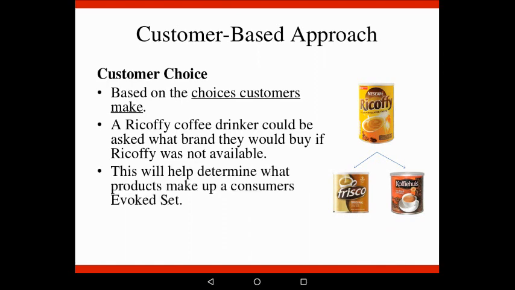So this will help determine what products make up the consumer's evoked set. Remember from chapter 3, the evoked set is the group of products that the customer considers to buy before they make their final choice, when they evaluate the different alternatives. So by asking customers which product they would buy if their one wasn't available, you can discover who the competitors are. There we go, which classifies direct competition. Indirect competition to a coffee drinker might be Nescafe, because it's more expensive, or Jacobs, but it's not a direct competitor because it's not in the same price range.